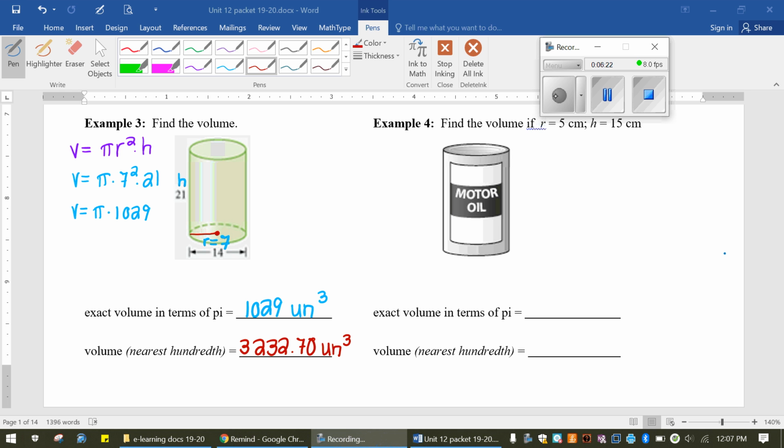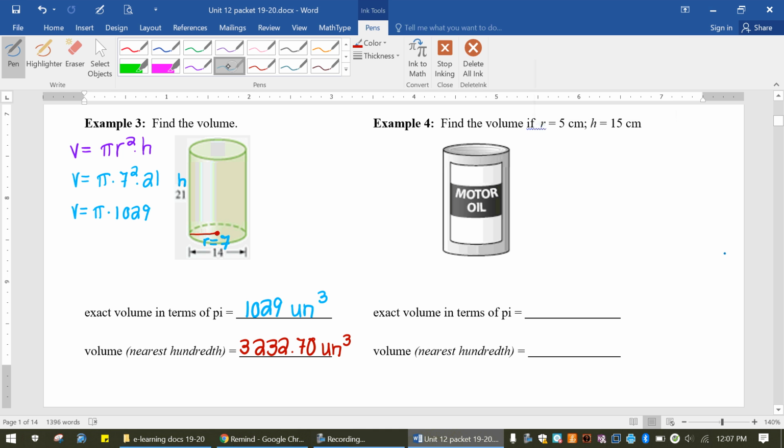Okay, let's see how you did. Your radius is half of 14, so your radius is 7. And then your height, which is separating the two circular bases, is 21. So you're substituting in pi, the radius squared, 7 squared, times the height of 21. 7 squared times 21 is 1029. And then we write that in front of our pi, units cubed. Okay, and then type that into your calculator to get the approximation to the nearest hundredth.